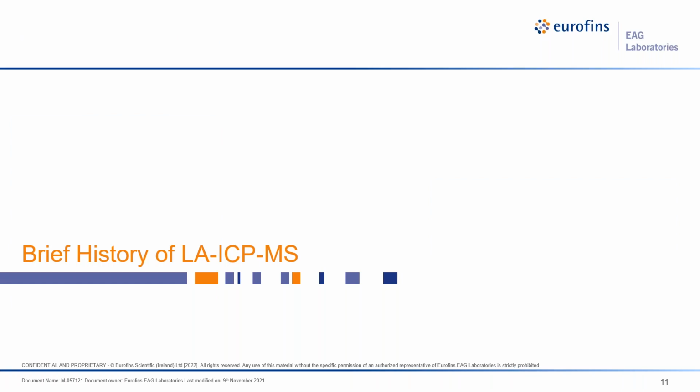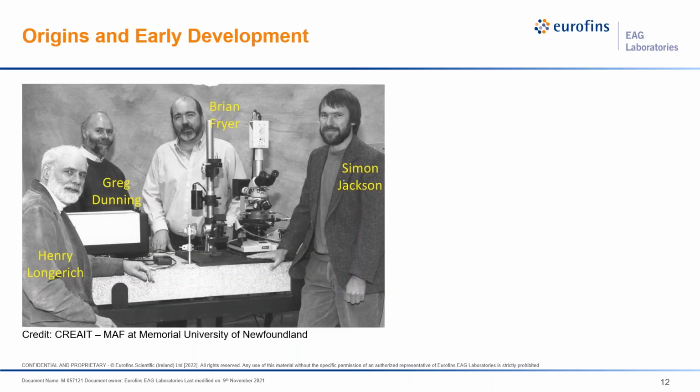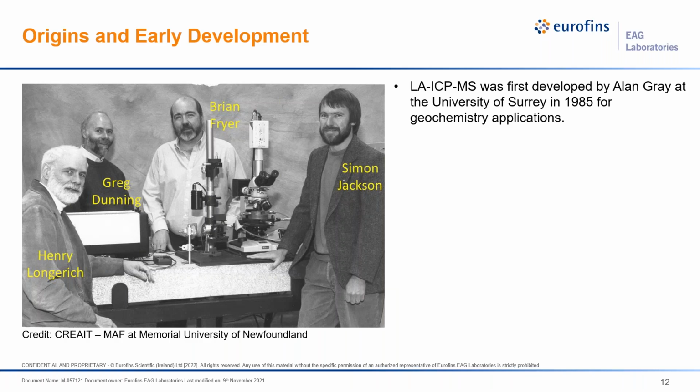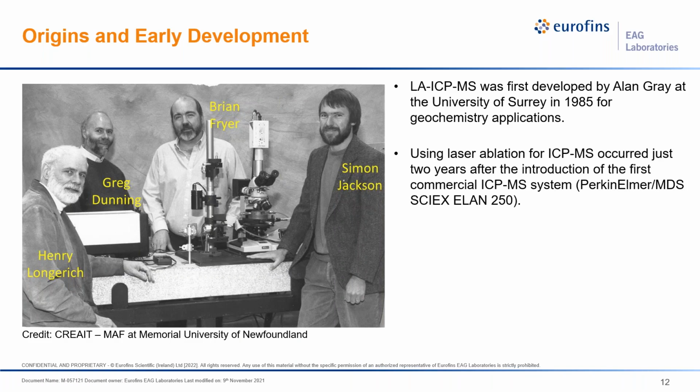Having covered the generalities of how laser ablation works, I'm now going to situate this technology in its historic context to show how we arrived at its present use. So laser ablation was first developed by Alan Gray at the University of Surrey in 1985 for geochemistry applications. Using laser ablation for mass spec occurred just 2 years after the introduction of the first commercial ICP-MS system, the Perkin-Elmer SCIEX Elan 250.